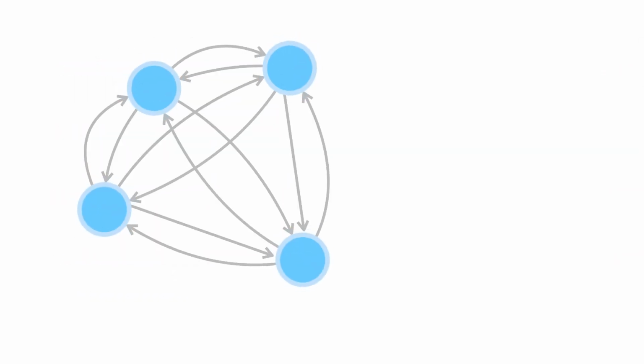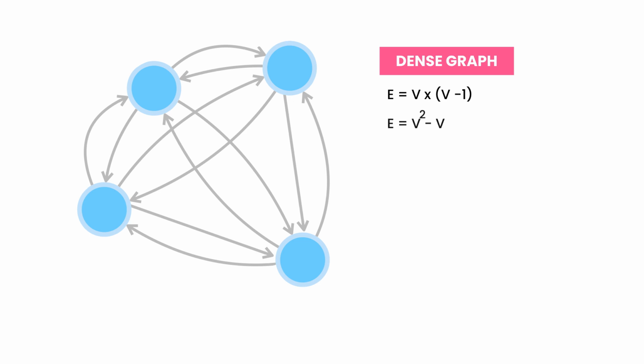Now let's look at the worst case scenario. That's when every node is connected to every other node. We say we have a dense graph. In this graph, the total number of edges equals V times V minus 1, because every node is connected to all the other nodes except itself. Now, in some graphs, a node can also have a link to itself, but let's not worry about it now. The difference doesn't really matter. So the total number of edges equals V squared minus V.